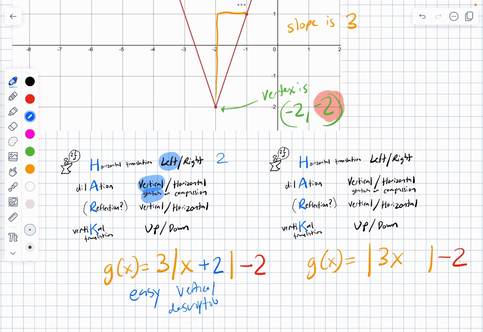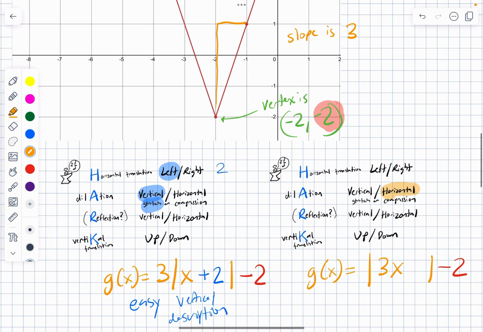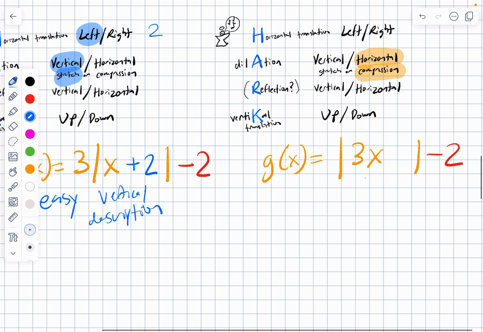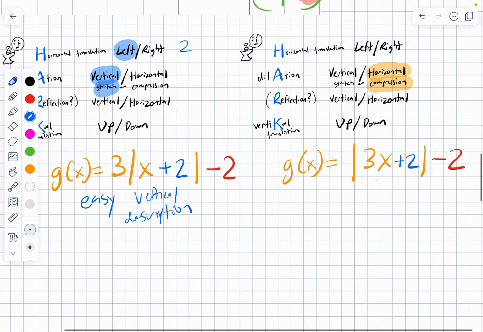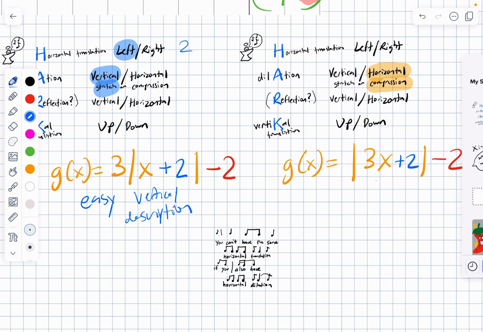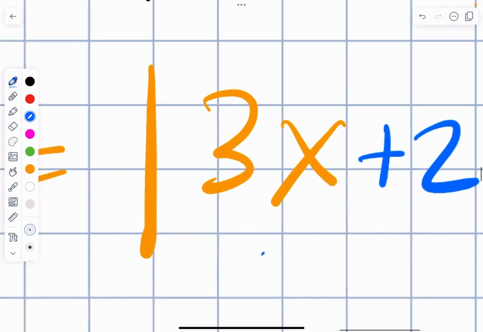So that is the easy, vertical is easy description. But if I want to have it here, that would be a horizontal dilation, and that would be a horizontal. Oh, wait, no, it's not a stretch. It would be a horizontal compression. So I want to think, what number goes in there? It's not going to be +2. If I did +2, then that would have a different vertex. Remember our song, you can't have the same horizontal translation if you also have horizontal dilation.